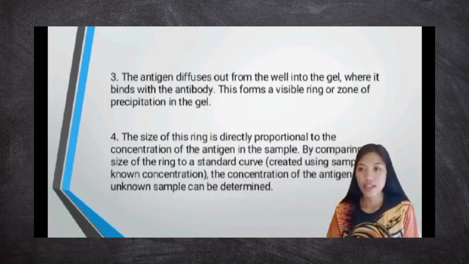Third, the antigen diffuses out of the well into the gel, where it binds with the antibody. This forms a visible ring or zone of precipitation in the gel. And last, the size of this ring is directly proportional to the concentration of antigen in the sample. By comparing the size of the ring to a standard curve created using samples of known concentration, the concentration of antigen in the unknown sample can be determined.